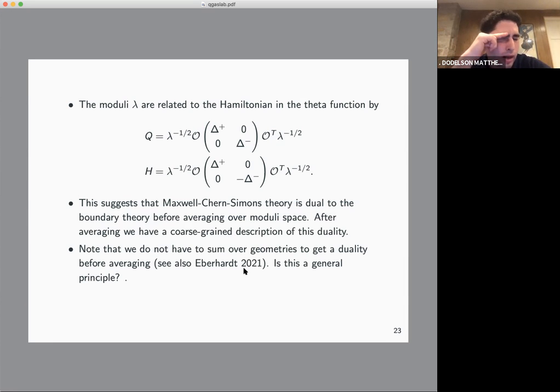So what this suggests is that maybe the sum over geometries is an artifact of some coarse-grained description of the theory. So this was also discussed by Eberhardt in the context of string theory. He showed that in string theory you don't need to explicitly sum over the geometries because it's already built into the microscopic theory. So it seems like this might be a more general principle that the sum over bulk geometries might be an emergent property of the theory.